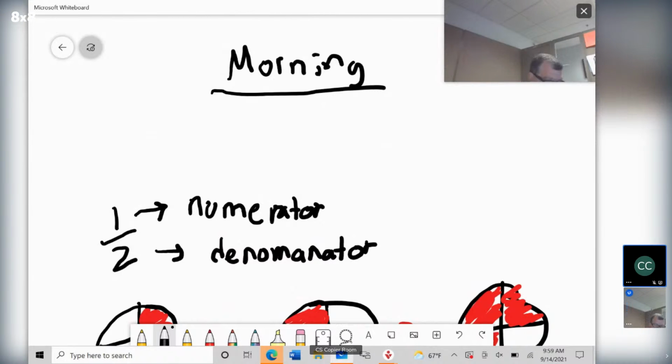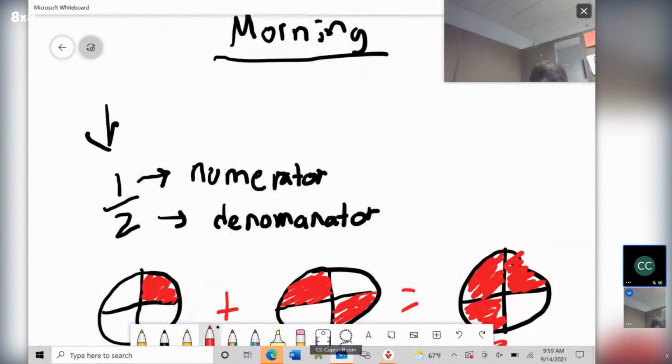Okay. All right, guys. Like I said, good morning. One thing I want to look at, when you see a fraction, usually there's two numbers. There's a top number and the bottom number. The top number is called the numerator, and the bottom number is called the denominator. One way to remember that is you see this D in the denominator. D means down. So the bottom number is the denominator, and that's going to be the key number for us when we're adding and subtracting fractions.